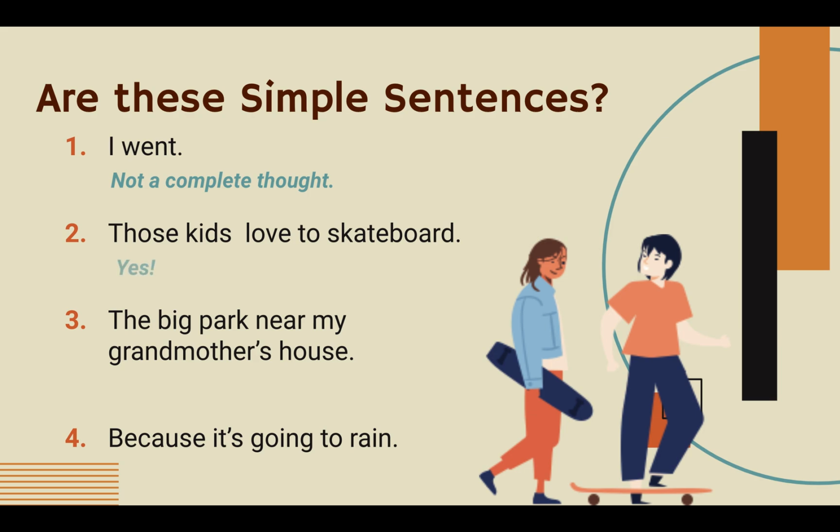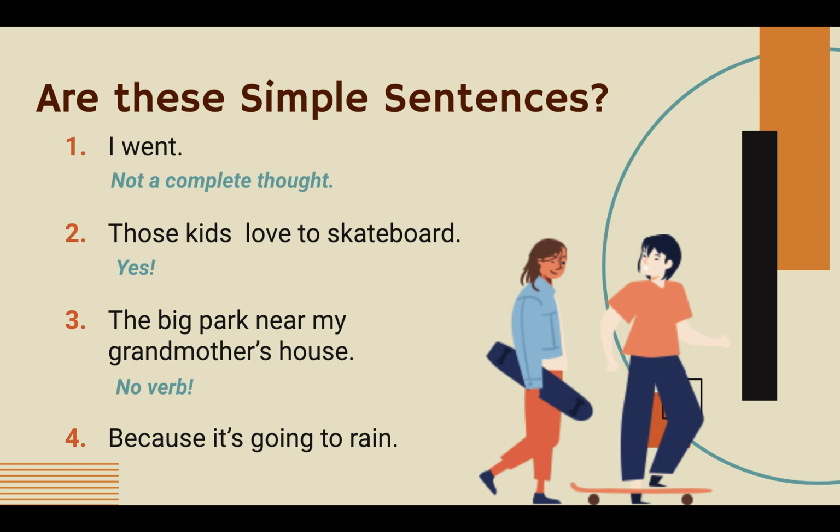Number 2, this is a simple sentence. It has a subject, a verb, and it's a complete thought. Number 3, not a simple sentence. There's no verb here, right? Actually, this whole sentence is the subject. The big park near my grandmother's house is the subject, but there's no verb and it's not a complete thought.